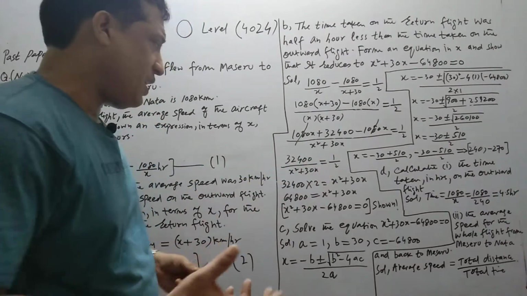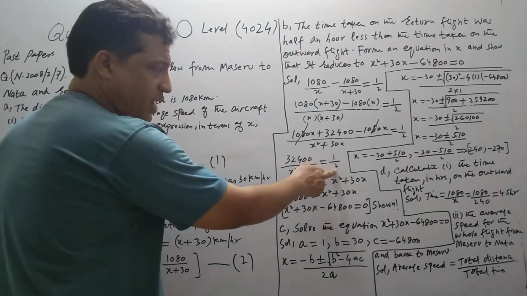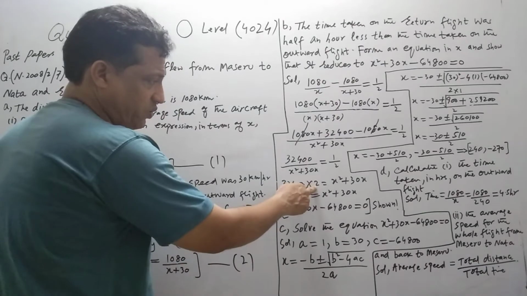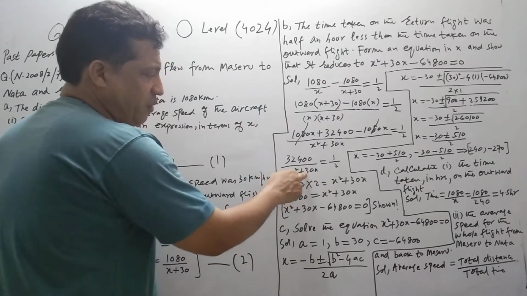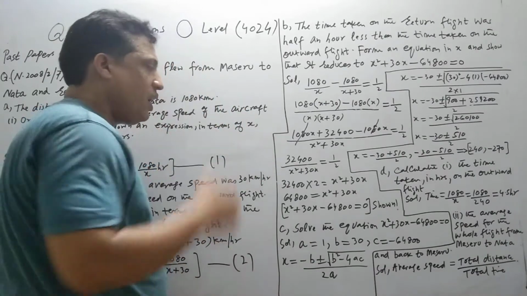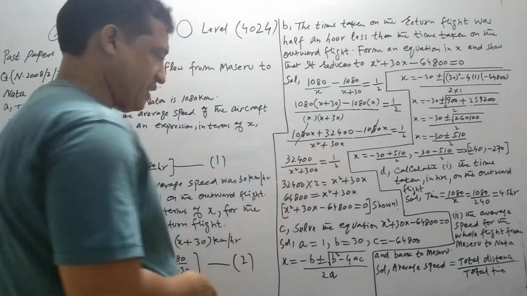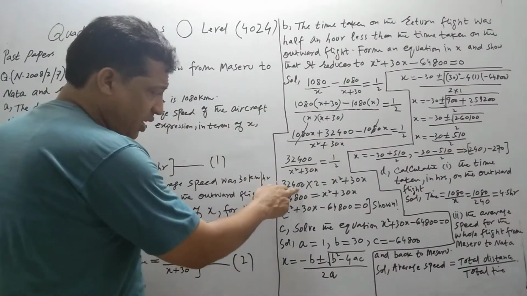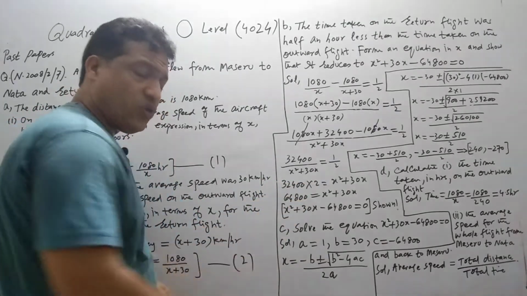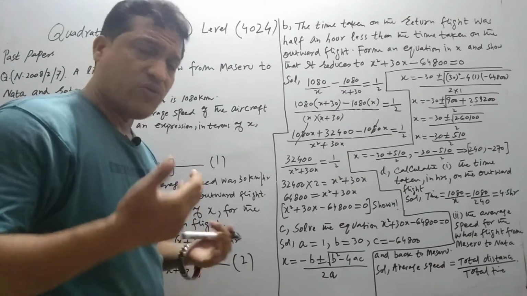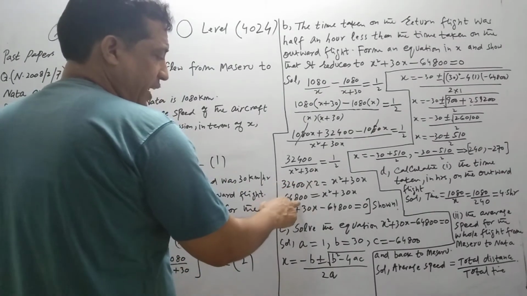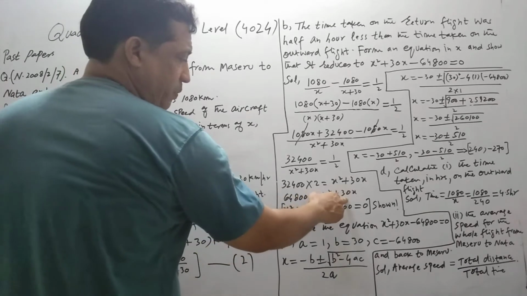Now cross multiply this. This 2 is divided over here, so it should multiply by this number: 32400 into 2 is equal to x square plus 30x into 1. Anything multiplied by 1 is always the same, so this is just x square plus 30x. 32400 multiplied by 2, the answer is 64800. You know this is a paper 2 question, so you can use the calculator to multiply. So 64800 is equal to x square plus 30x.